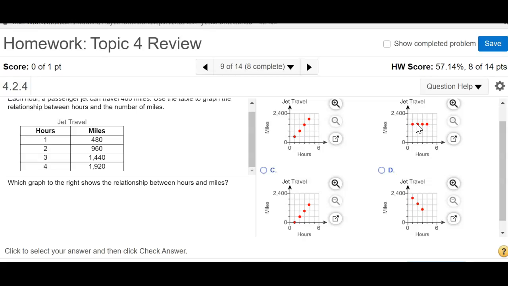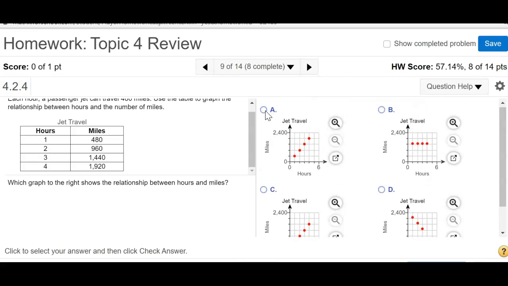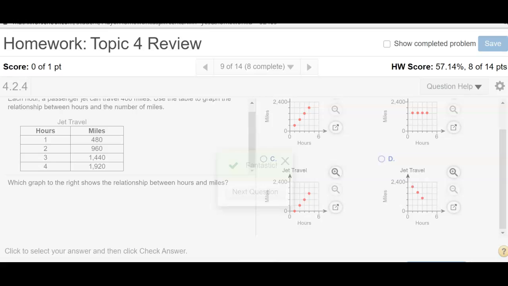Because it's a straight line, meaning that the Y is always the same. That's not true. C could not be correct because when X is 1, Y is not 0. It's increasing as our X is going up. So it should be A. Fantastic.